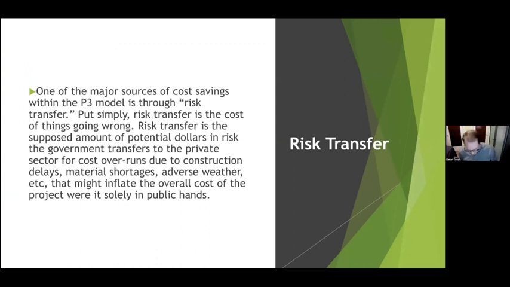Let's move on to risk transfer. As I said, this is often held up as the most significant advantage of the P3 model over the traditional build. This is supposed to be the source of massive savings. Risk transfer, put simply, is the cost of things going wrong, right? Risk transfer is a supposed amount of potential dollars in risk that the government transfers to the private sector for things like cost overruns, construction delays, weather events, inflation, things like that, that might inflate the overall cost of the project where it's solely in public hands, okay?